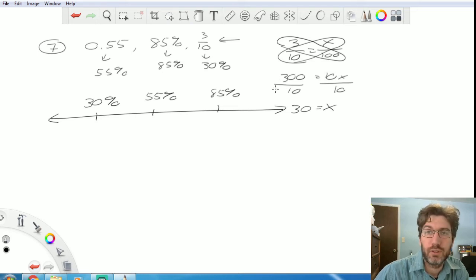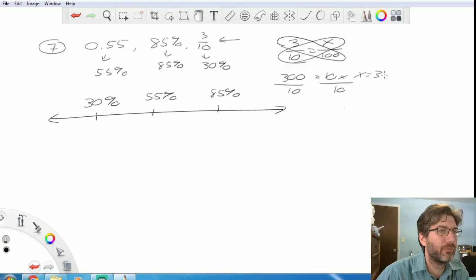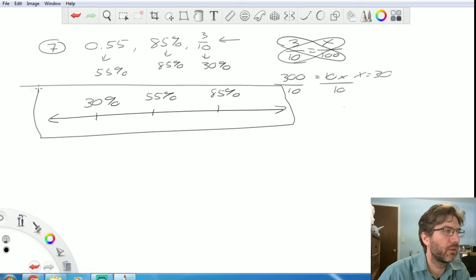Any other questions on that? No. This is the answer to 7. It asks you to put it on the number line. 30 is part of the answer. You need to get 30 out of the 3/10 to get that.